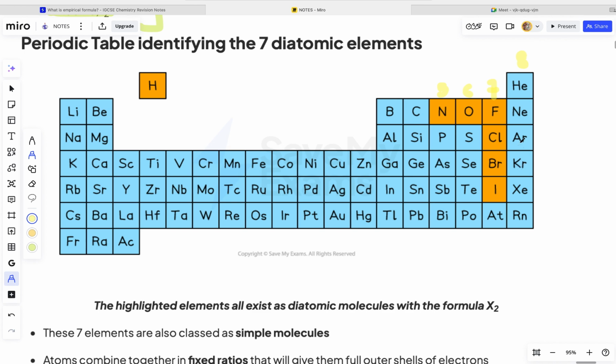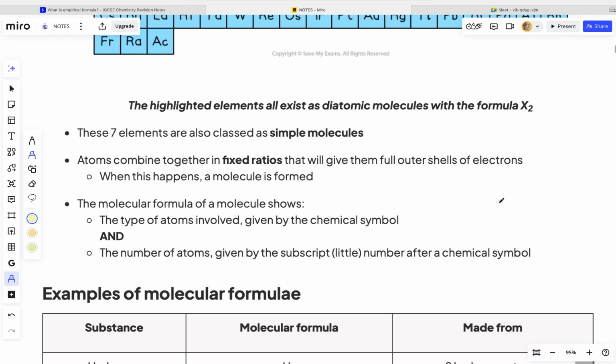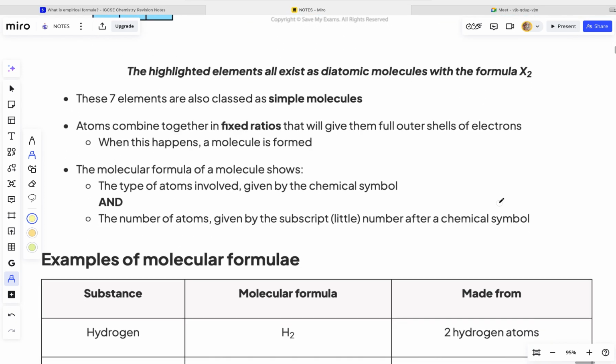They don't need to do that. So the 7 diatomic elements, we can easily identify them, right? We have hydrogen, nitrogen, oxygen, and then fluorine, chlorine, bromine, and iodine. Is that okay? So we move on. By diatomic we mean we write 2 as a subscript beside the symbol of the element. Okay? Now let's move on.